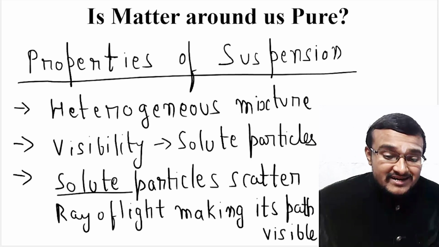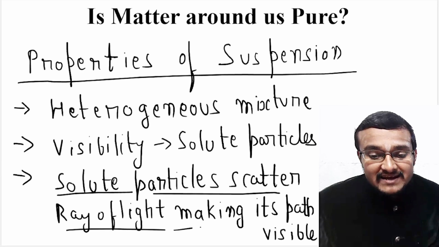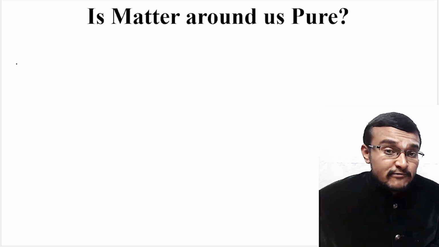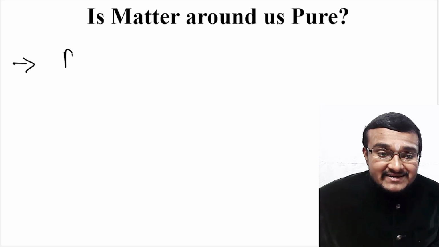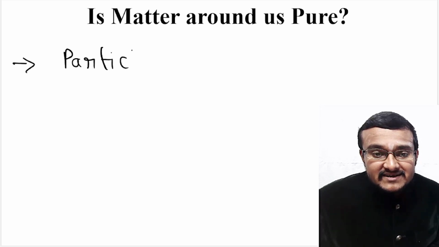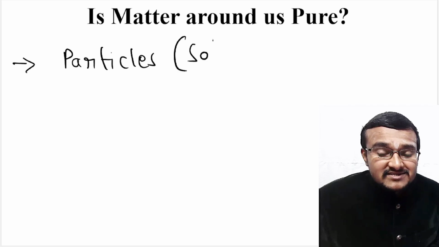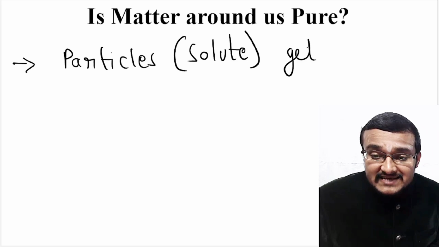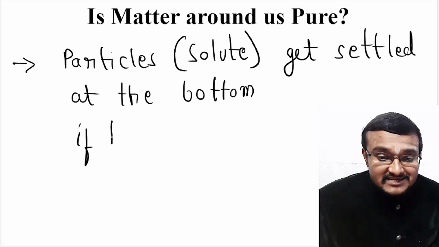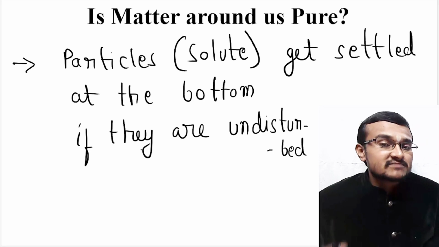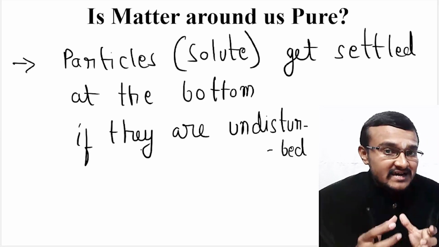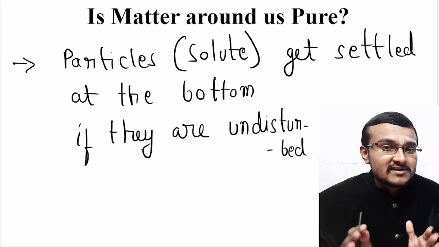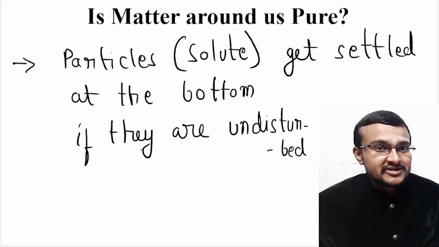So solute particles can easily scatter a ray of light, and it can make the path of light visible in the liquid. And the fourth property of suspension is that particles get settled inside a suspension. So solute particles, let's say sand in water, get settled at the bottom if they are undisturbed. That means if you do not disturb that particular suspension, then all the solute particles will slowly get settled to the bottom of that liquid. So this is actually the fourth point of suspension.